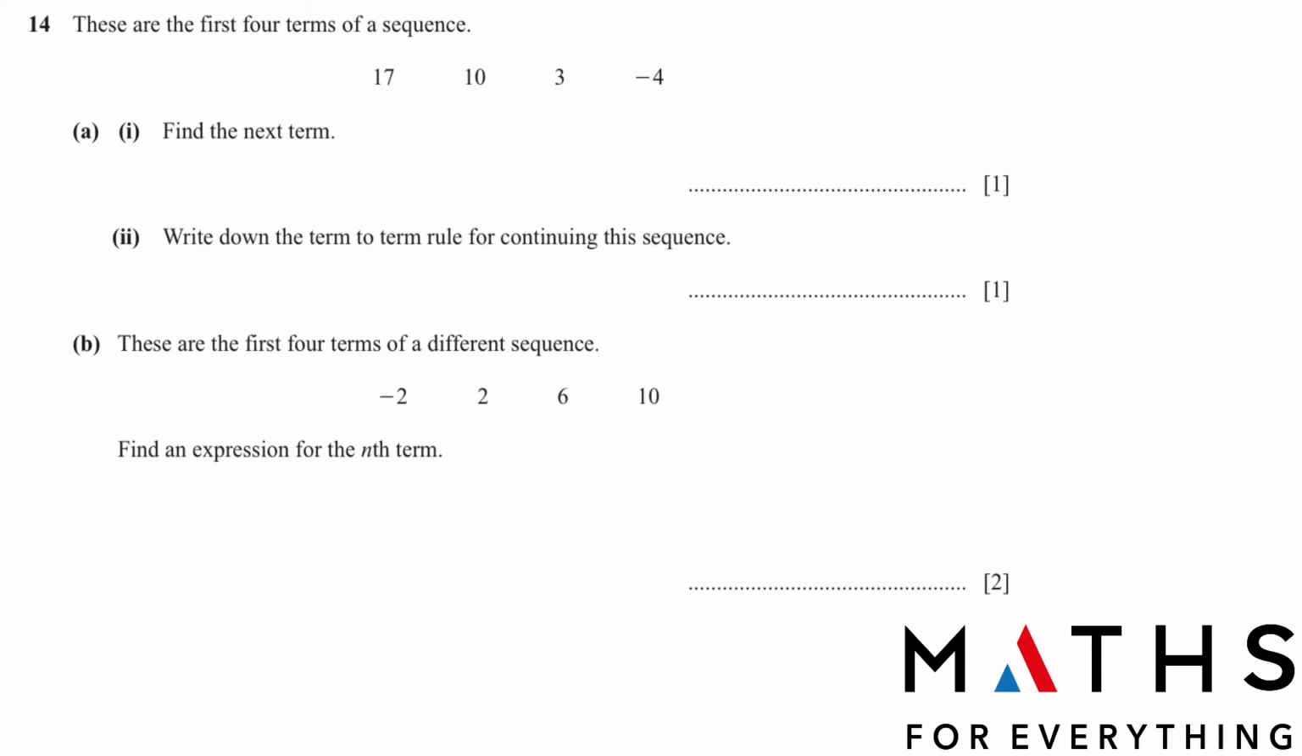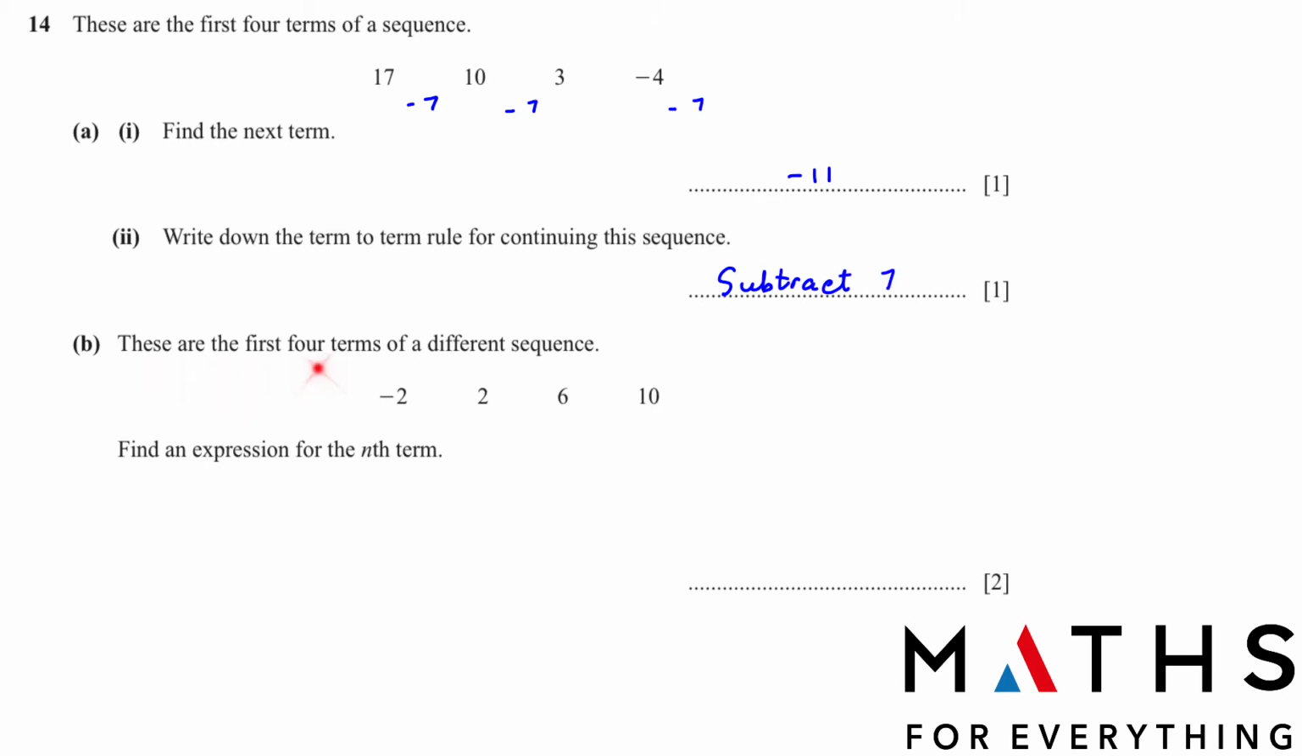Question number 14. These are the first 4 terms of a sequence: 17, 10, 3, negative 4. Find the next term. If you notice, you will see that there's a difference of negative 7. 17 minus 7 is 10. 10 minus 7 is 3. So same way, negative 4 minus 7 will give us negative 11. That is our next term. Write down the term to term rule for continuing this sequence. What did we do? We subtract 7. So that is the term to term rule.